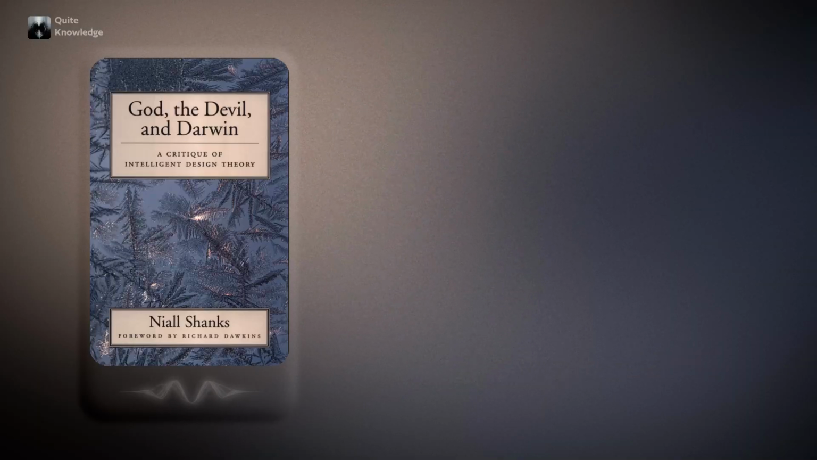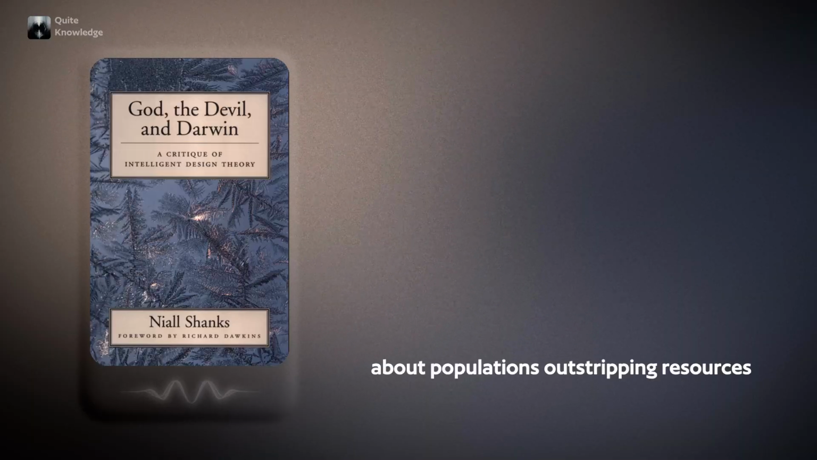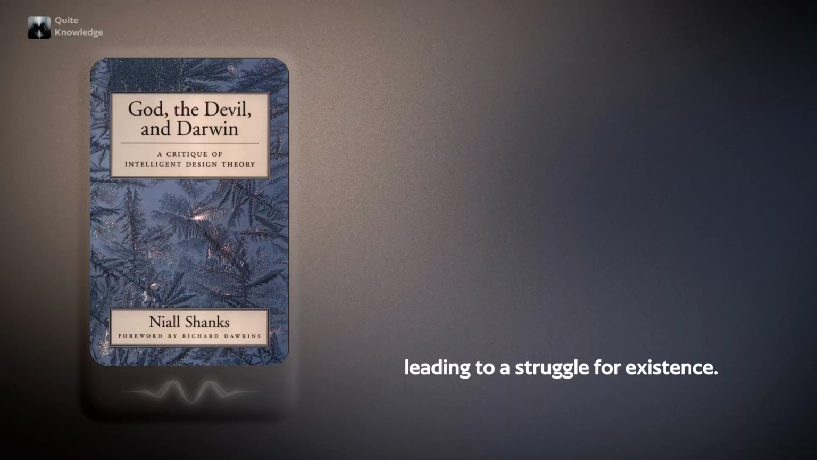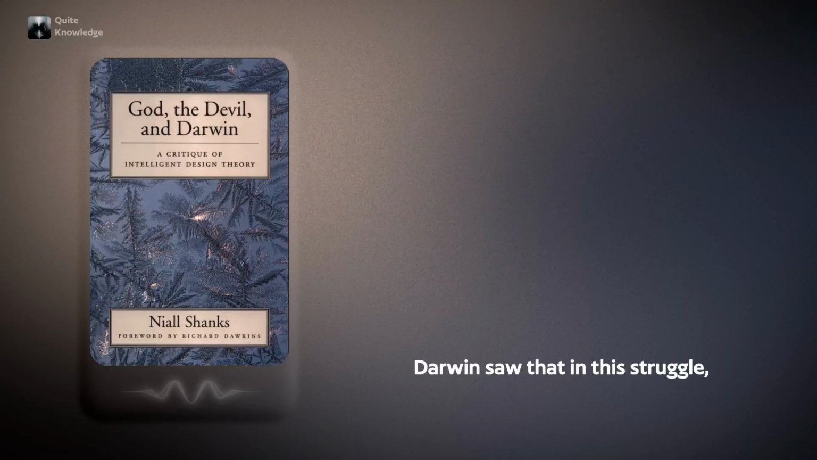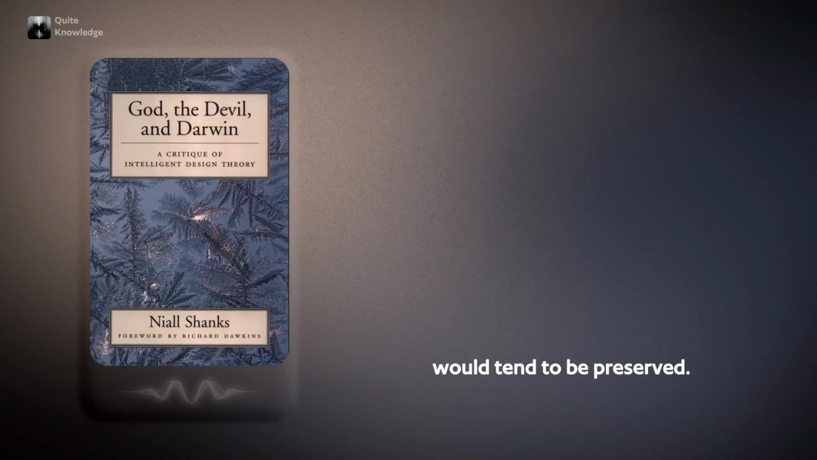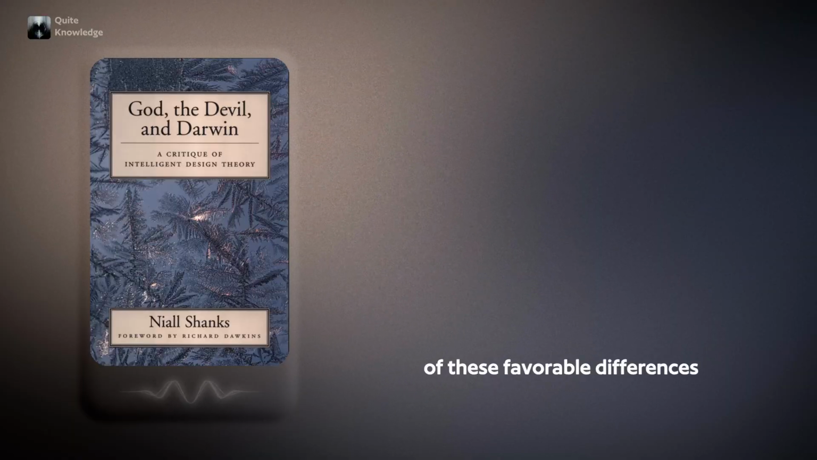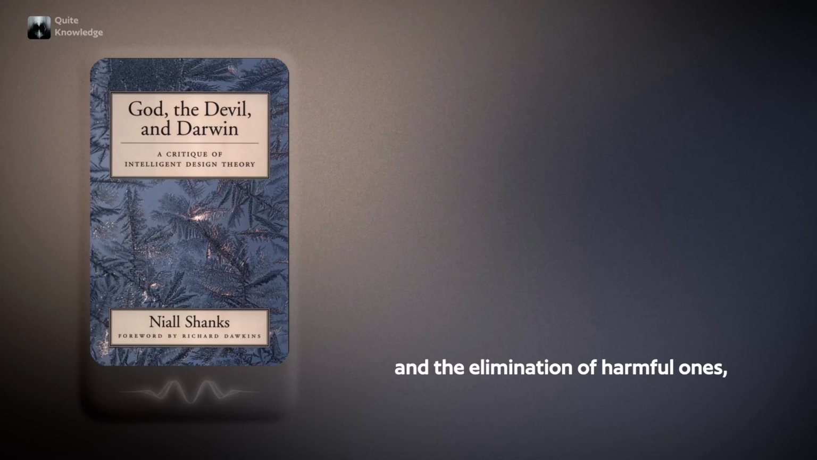That was natural selection, borrowed from Malthus, right? Yes, derived from Thomas Malthus's observation about populations outstripping resources, leading to a struggle for existence. Darwin saw that in this struggle, any tiny variation that gave an individual an edge would tend to be preserved. Survival of the fittest, as Herbert Spencer later termed it. Natural selection is just the preservation of these favorable differences and the elimination of harmful ones.